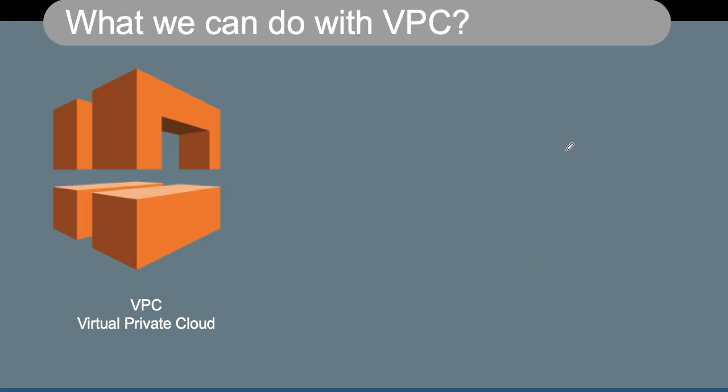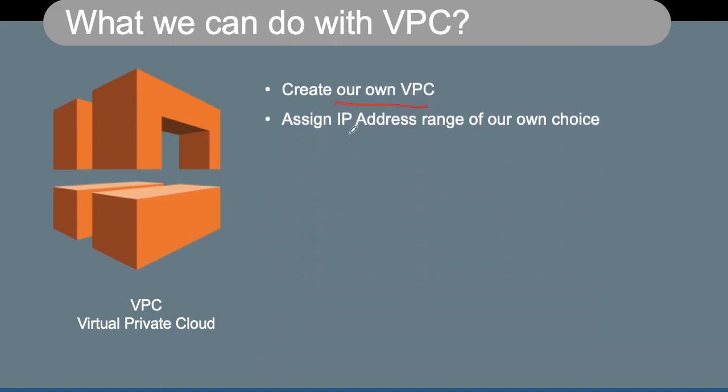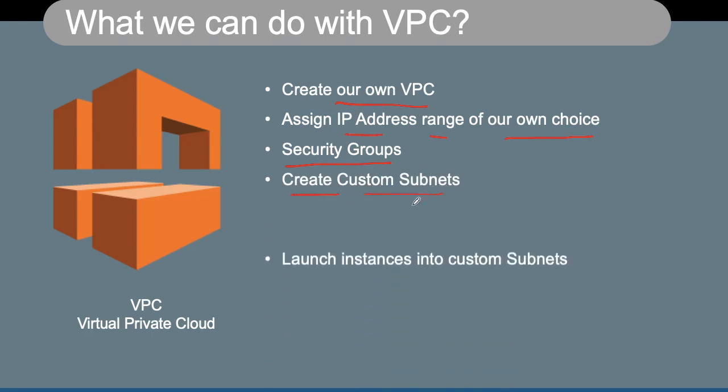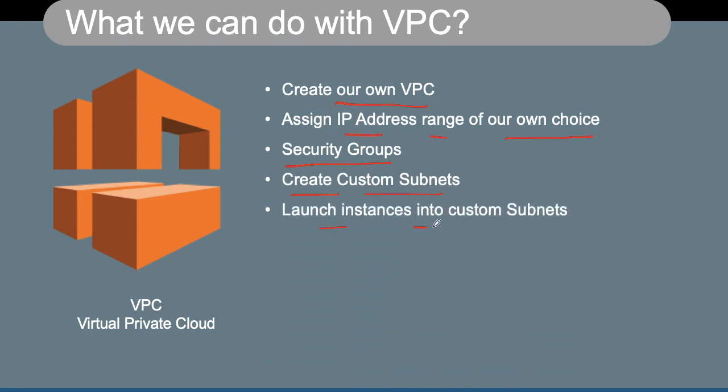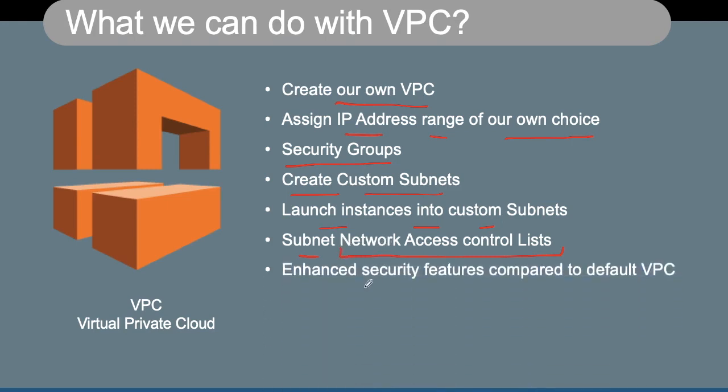What are the things we can do with the VPC? We can create our own VPC. We can assign an IP address range of our own choice. We can define security groups. We can create custom subnets, launch instances in custom subnets, and define a subnet network access control list, which is the access control list for a particular subnet, and we can have enhanced security features compared to something called the default VPC.